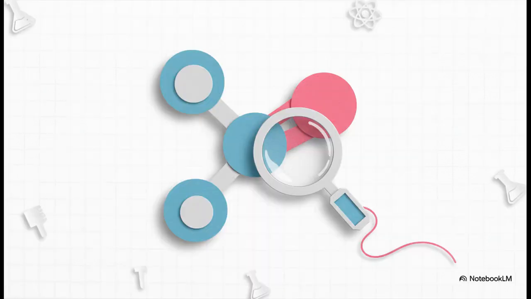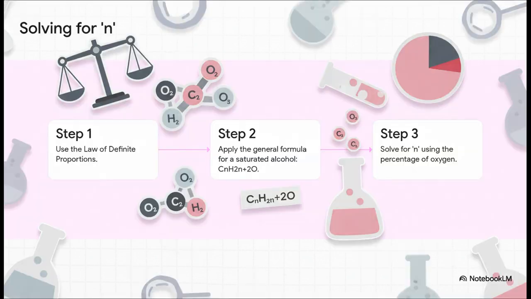So, where in the world do we start? We start with this one number, 26.67%. That's how much of this alcohol, by mass, is just oxygen. It might not look like much, but believe me, this is the thread we're going to pull to unravel this entire molecule. The process here is just pure chemical logic.